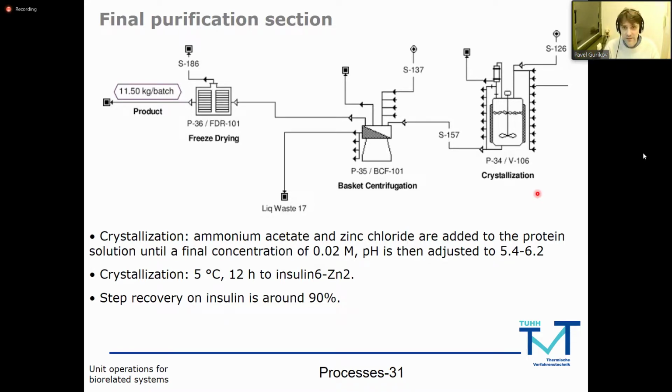Standard things like basket centrifugation is used. Then you basically have crystals and a mother liquor, which contains only zinc, excessive zinc salts, and some amount of acetic acid, which you also add at this point. Basically, you have your solid product, step recovery 90%.